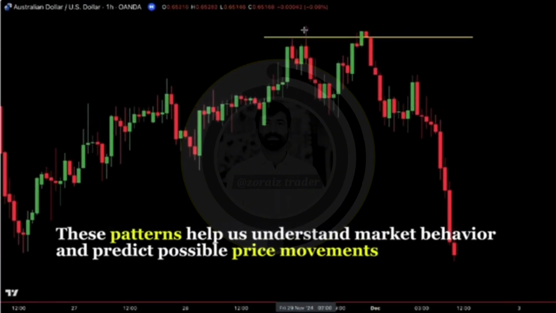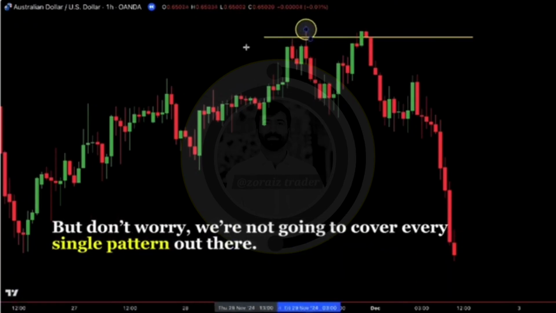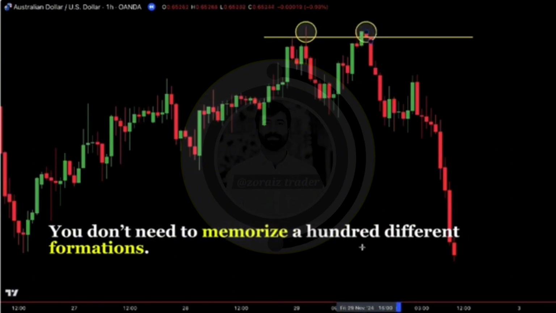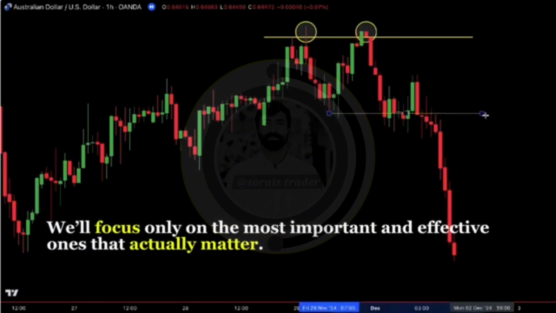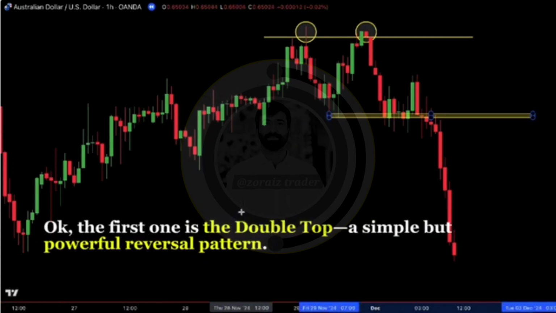These patterns help us understand market behavior and predict possible price movements. But don't worry, we're not going to cover every single pattern out there. You don't need to memorize 100 different formations. We'll focus only on the most important and effective ones that actually matter. Okay, the first one is the double top. A simple but powerful reversal pattern.